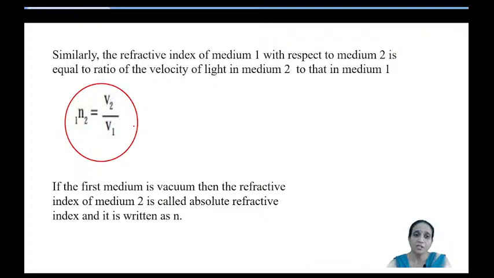Now, if the first medium is vacuum, then the refractive index of medium 2 is called the absolute refractive index and it is written as n. Remember this point, children. If the first medium is vacuum, then the refractive index of medium 2 is called the absolute refractive index and it is written as n.